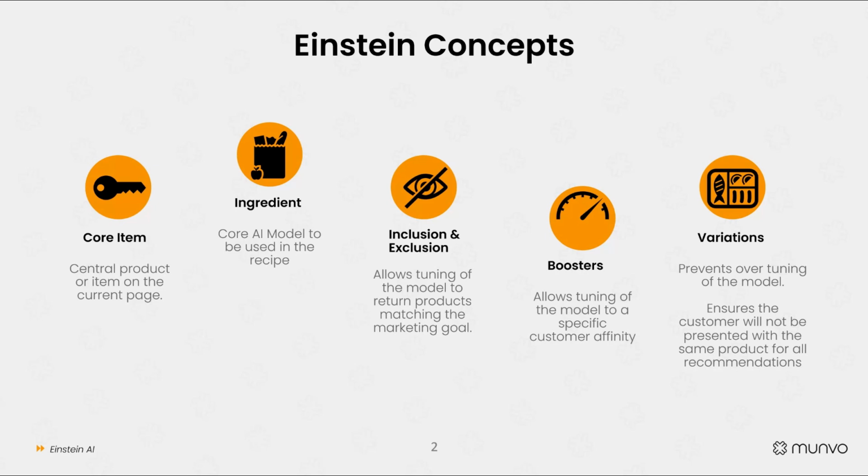Lastly, variations allow us to prevent over-tuning of the model, a problem where the model returns many products that all are very similar. So for example, 5 t-shirts, rather than returning some shirts, some sweaters, some jackets, some shoes.